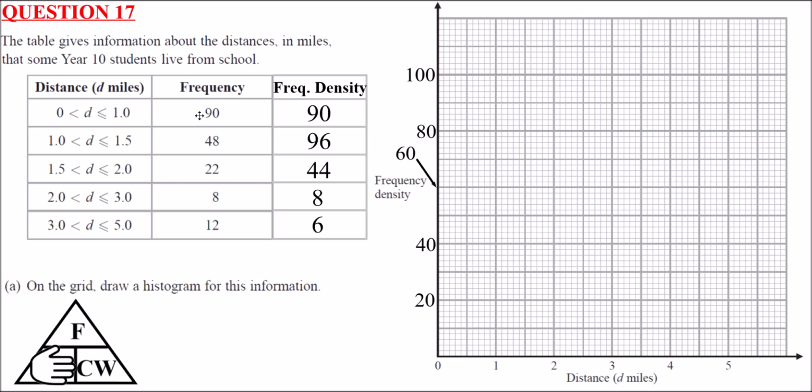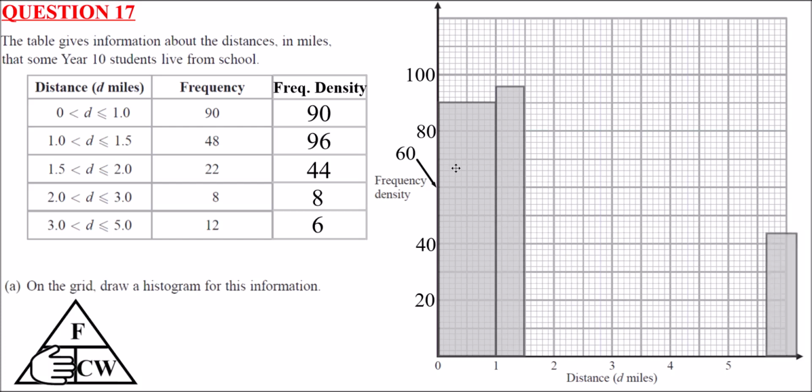So now we just add in the bars. So the first bar goes from 0 to 1 and needs to be 90 high. So we need to draw this on first. So that's the first bar. The second bar goes from 1 to 1.5 and is 96 high. So that's an extra 3 squares higher than the first one, according to my scale anyway. The third bar, the fourth bar is much lower, and the final bar is even lower still and quite wide. So that's what it should look like, that characteristic shape.